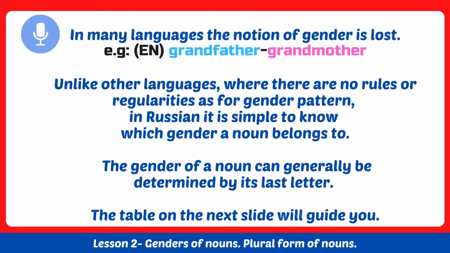In many languages, the notion of gender is lost. For example, in English, you can distinguish the gender just in few words. For example, grandfather and grandmother. You know that grandfather is a man, and grandmother is a woman, but there is no way to determine it just by the ending of the word. Also, in English, the words do not conjugate, and therefore the endings do not change.